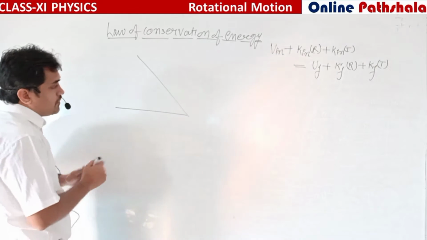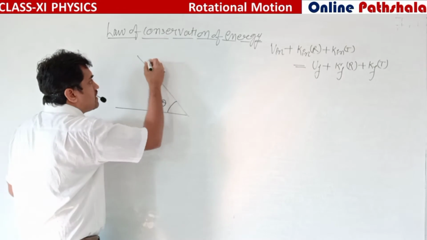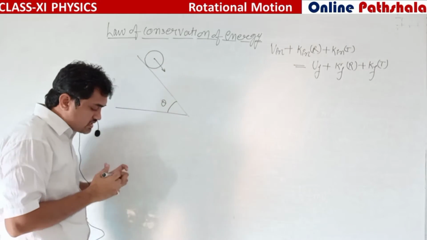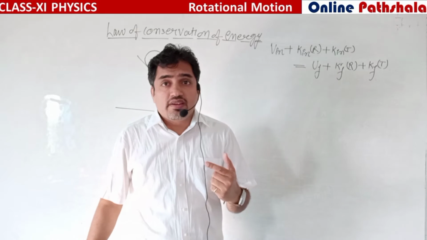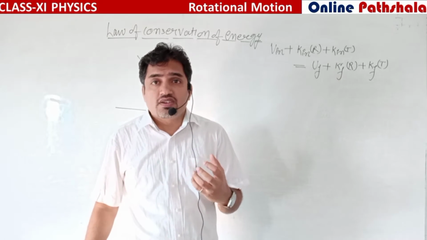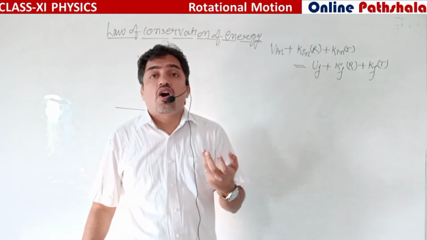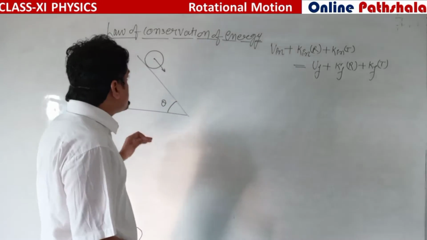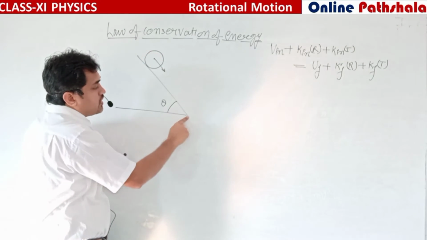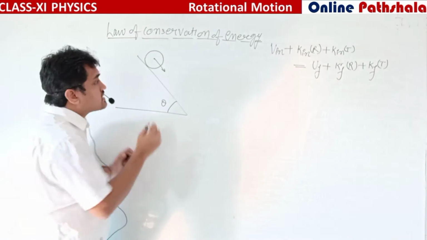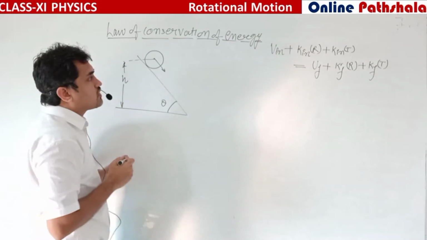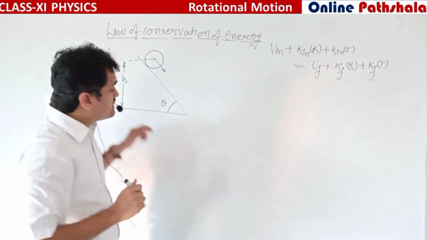Let's see how. Let us consider a circular body. This circular body may be a ring, a hollow cylinder, a circular disc, a solid cylinder, a spherical shell, or a solid sphere. So if this circular body is rolling down an inclined plane, let us consider the initial height of the center of mass of this circular body is h.